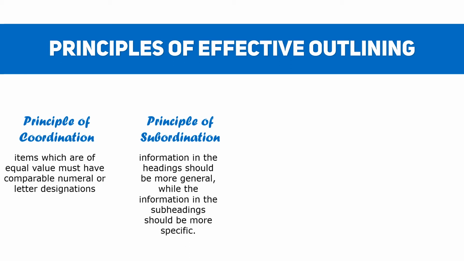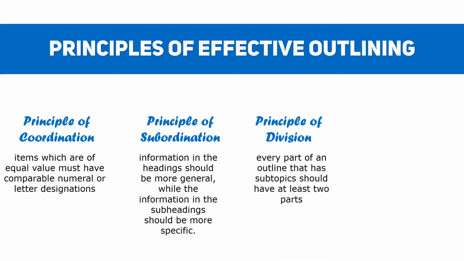The second one is the principle of subordination. It is when information in the heading should be more general, while the information in the subheading should be more specific. So we are like having the general to specific approach.